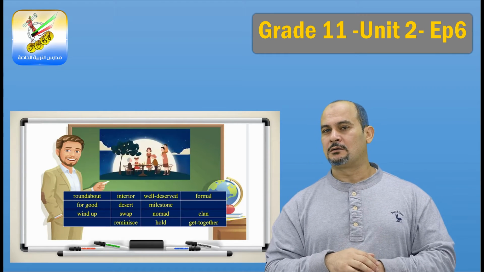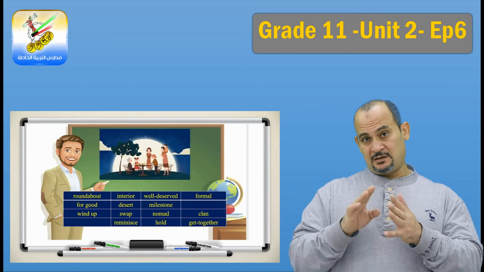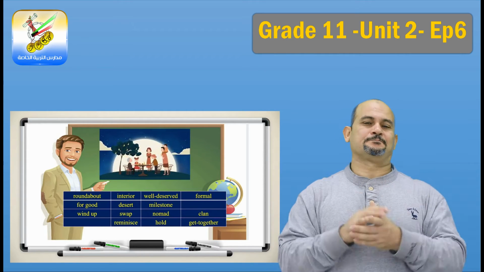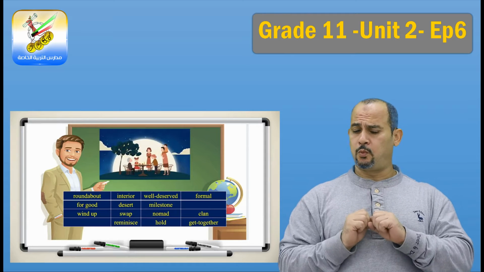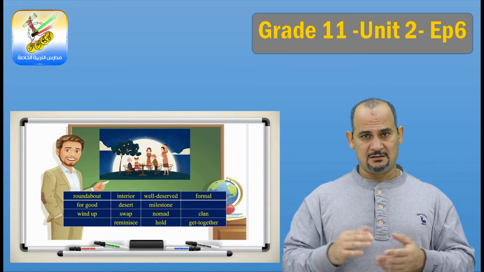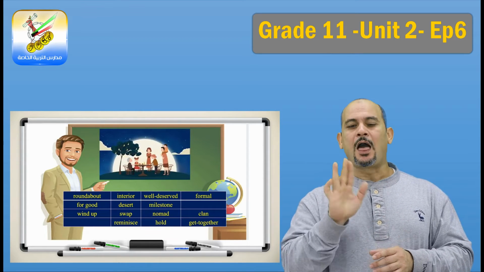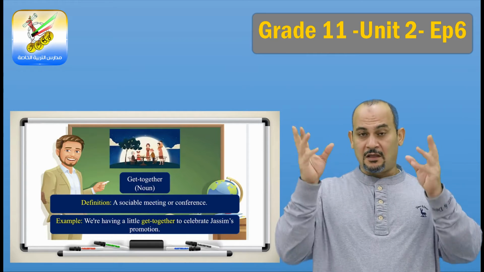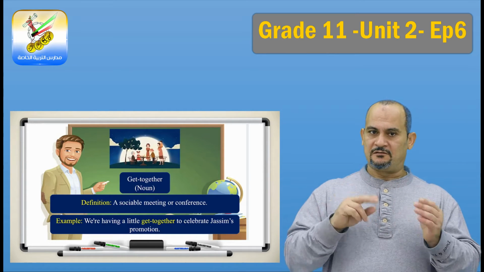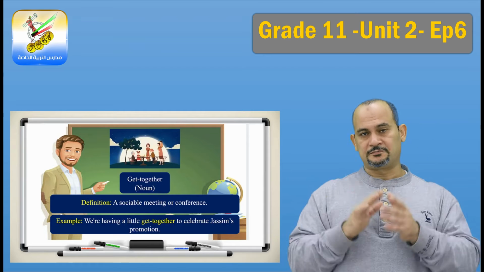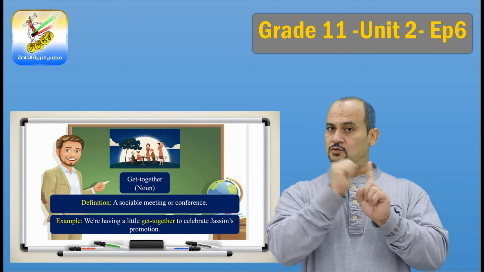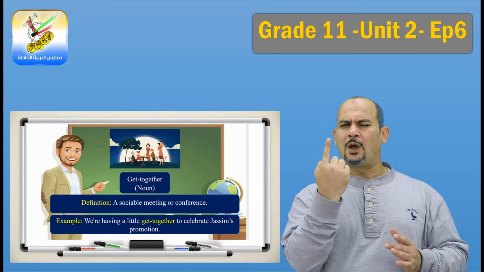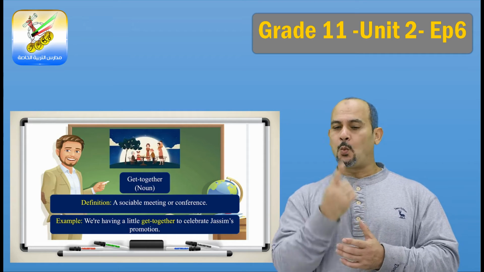That's it. Let's go next to this picture here. What do you think? Can you see the picture? You have a dining table, family members gathered together. I just mentioned the word. Yes, it's get together. It's a noun. It means a sociable meeting or conference. For example, we are having a little get together to celebrate Jasim's promotion. So we are gathering in this place to celebrate and to get together.